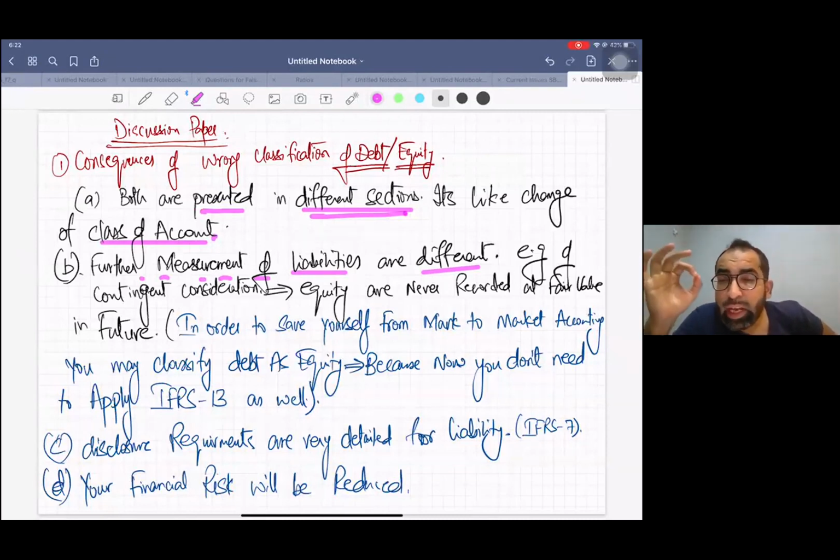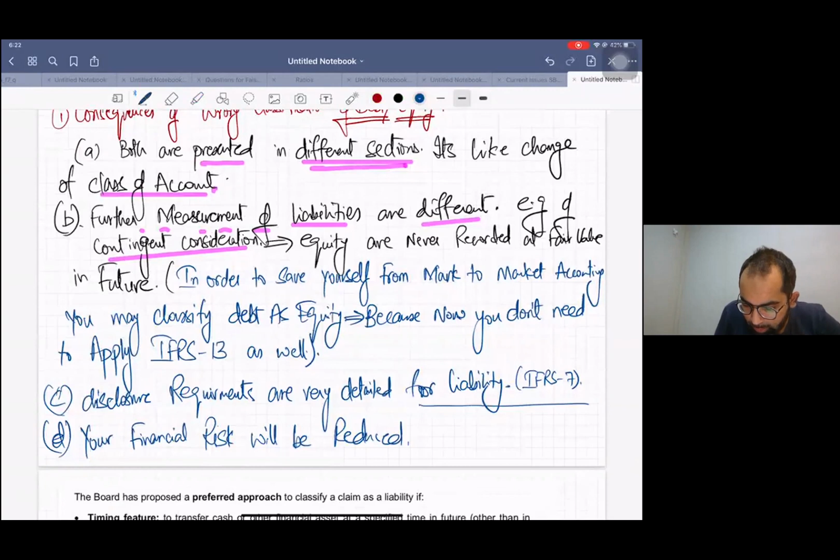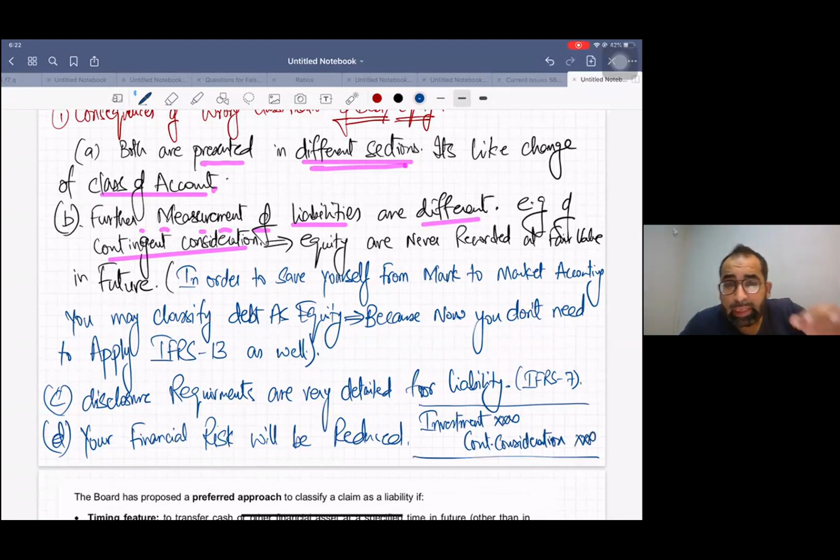Listen, I hope you remember contingent consideration. There is a topic, contingent consideration in consolidation. And you make the entry like this. The entry for contingent consideration is investment debit and contingent consideration credit. I hope I'm not teaching infants. My dear boys and girls, each and every teacher teaches this topic of consolidation: debit investment, credit contingent consideration.